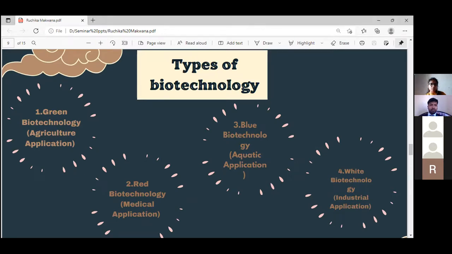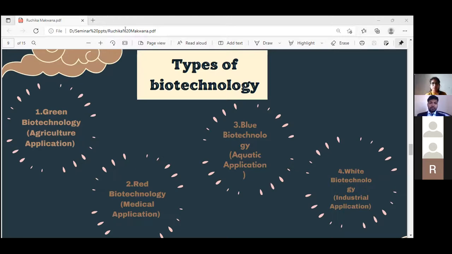Then the third one is blue biotechnology. It is related to aquatic applications: the application of biotechnology to aquatic and marine organisms to get new sources of energy and increase seafood. Then the last one is white biotechnology. It is related to industrial applications and is also called industrial biotechnology. It is a collection of scientific techniques and technology used to improve industrial production.